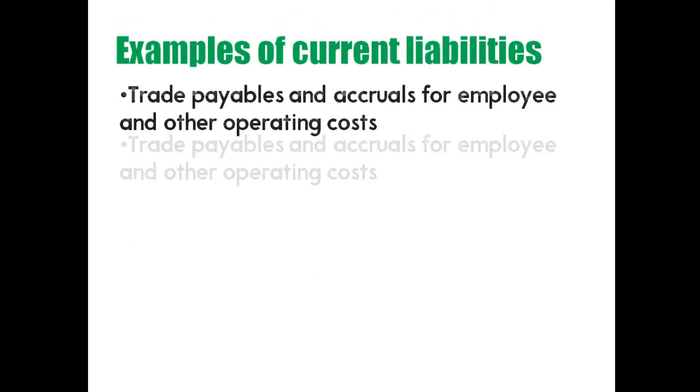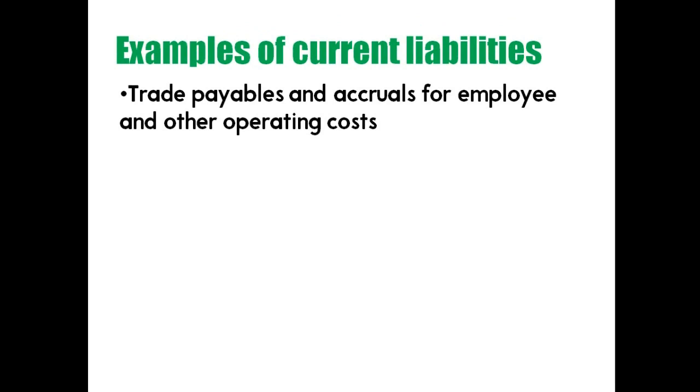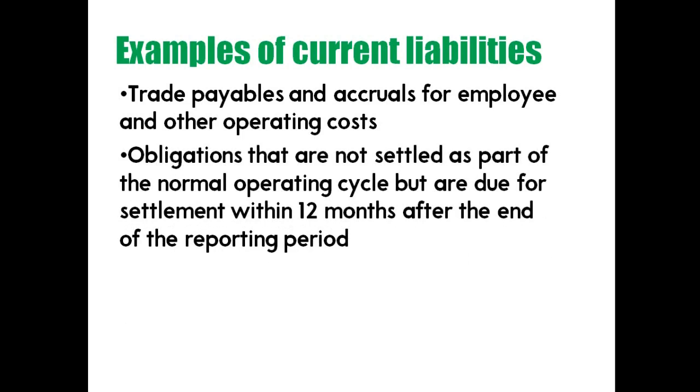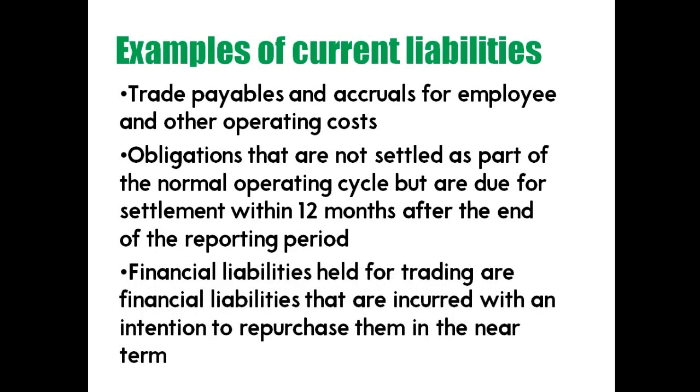Okay, examples, you have trade payables and accruals for employee. Why? Because they're related to the normal business, in the course of business, in the normal operations of the business. Then you have obligations that are not settled as part of the normal operating cycle but are due within 12 months. So this is actually the current portion of long-term debt. Okay, financial liabilities held for trading. Basta siya held for trading, it's current liabilities.